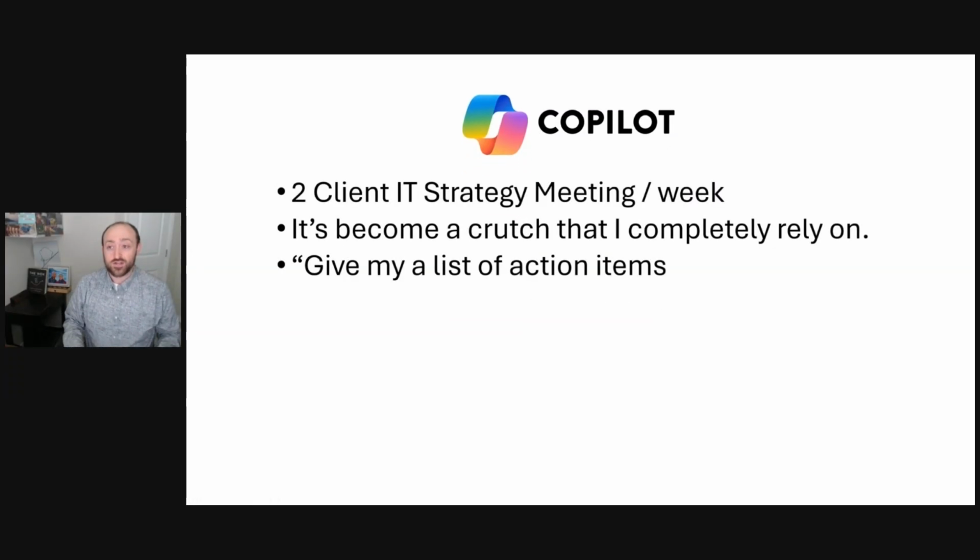I run two client IT strategies meetings a week on average, and it's become a crutch that I completely rely on. At the end of a meeting, I go open up Copilot for the meeting and I say, give me a list of action items. And then instead of summarizing a bunch of decisions that were made in a 90-minute meeting, I get a simple list. And it's about an 8 out of 10. It's mostly accurate, but it's not perfect.